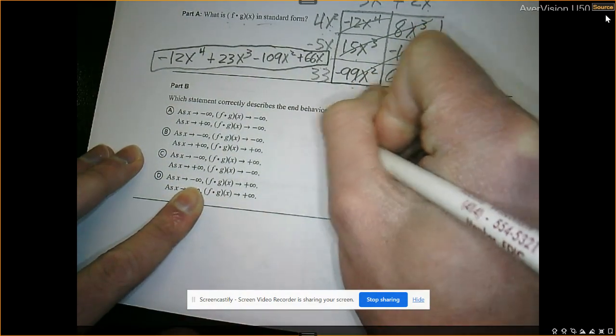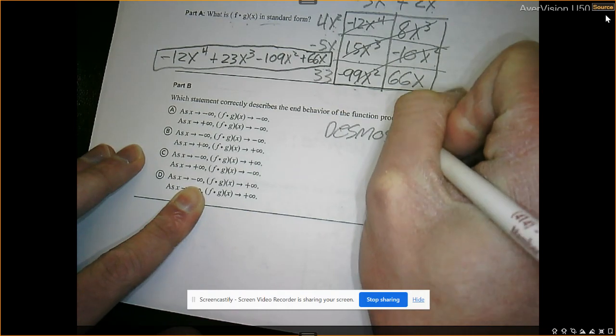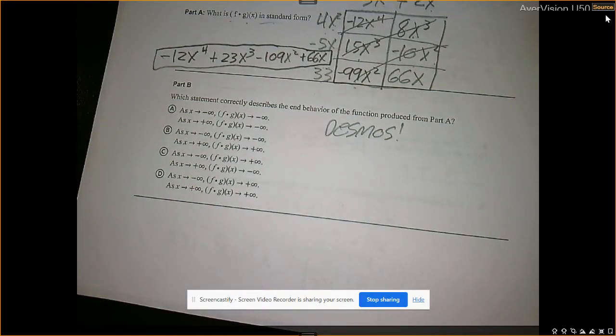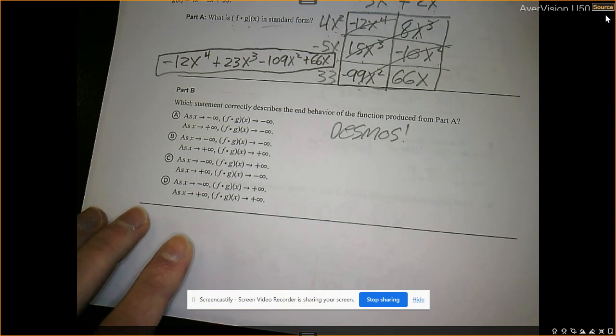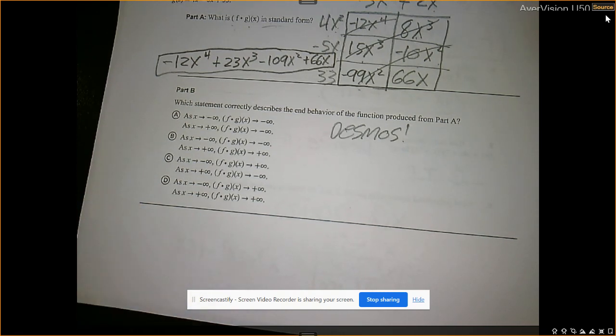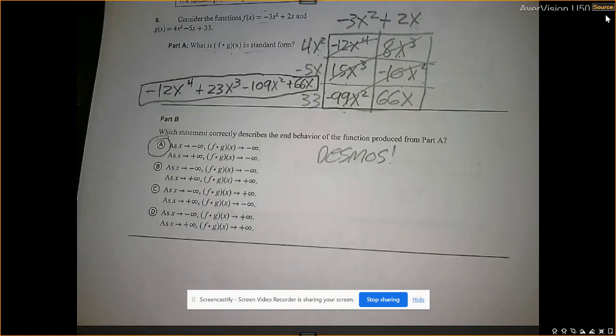Okay, so Desmos or graphing calculator for this one, you should see that the end behavior is, pause right now if you haven't found it, because I'm going to tell you it, but you need to find it. You need to know how to find this so that you can do it on the test. You should have found that the end behavior is A. Okay, let's move on to the very last page here.